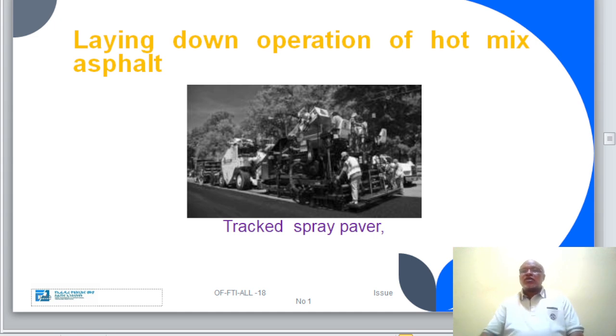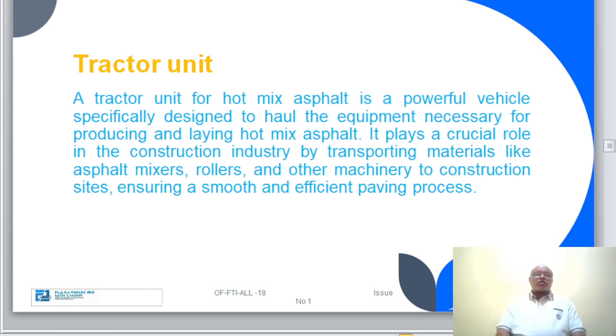This is a tracked paver, and this is the wheel paver. Wheel pavers provide excellent maneuverability, have the advantage of being driven easily for short distances, and require less purchase and operation costs. They can pave mats normally up to 9 meters wide. Wheel pavers dominate the market in most countries.